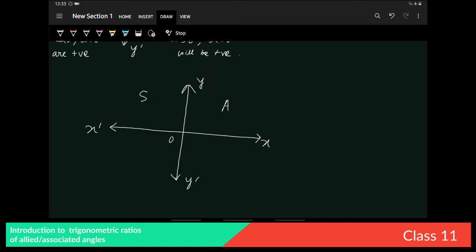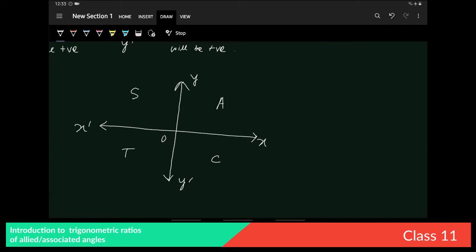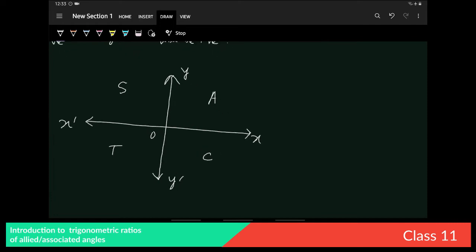In the second quadrant, I am writing S, which stands for sine theta. And in third quadrant, I will write capital T. Capital T stands for tan theta, and if tan theta is positive, then cot theta is also positive. And in fourth quadrant, I am writing capital C. Capital C stands for cos theta, and if cos theta is positive, sec theta will also be positive. So we can remember in this way that there's a short trick we can call the ASTC rule, that is all sine tan cos.